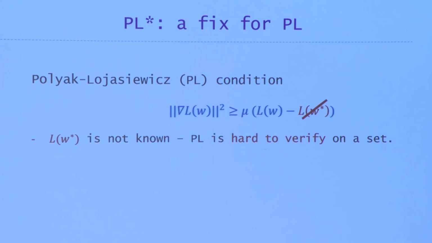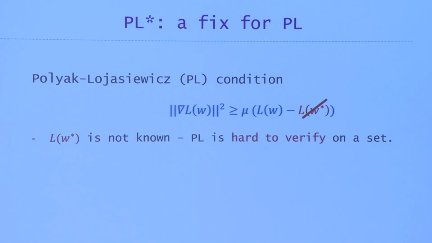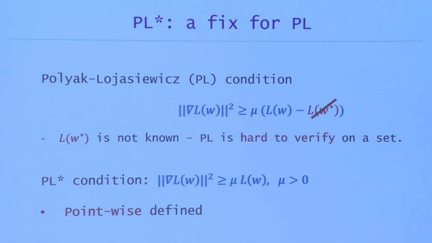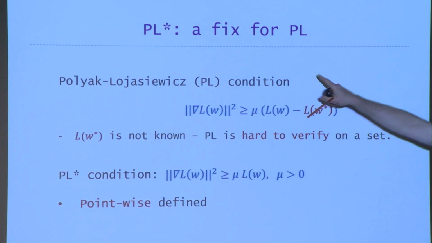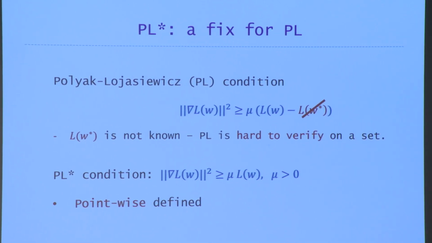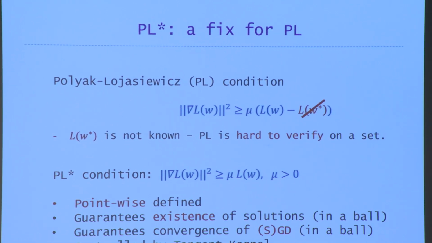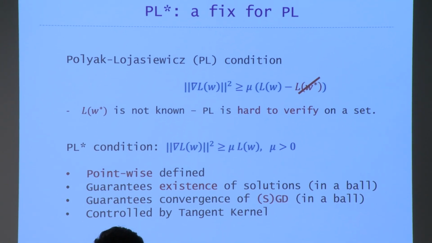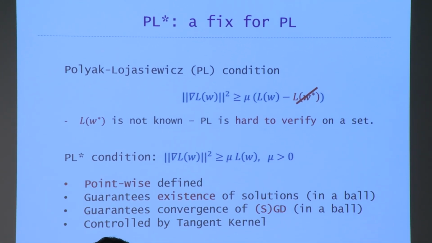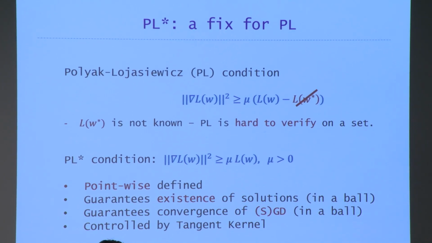That works beautifully. Of course, you need to assume that L of W is non-negative for this to make sense. So this condition, first, is point-wise defined, so you don't have to say that it's on a set. You just define it at a point. Second, it actually now guarantees, and I'll discuss this in a second, but you have to have this condition hold in a ball of some radius. If it holds in a ball, then you can guarantee existence of solutions for the equation.